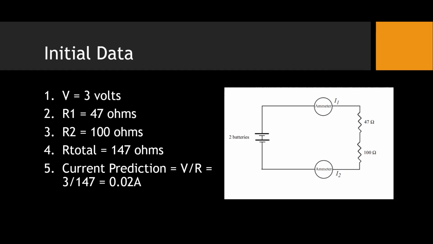The circuit on the right in that picture is what we created initially. The initial data is that the voltage is 1.5 volts, but we have two batteries, so it's 3 volts. One 47 ohm resistor and one 100 ohm resistor, so that's 147 ohms total resistance. Then we predicted the current in the ammeters using Ohm's law, and we predicted it to be 0.02 amps.